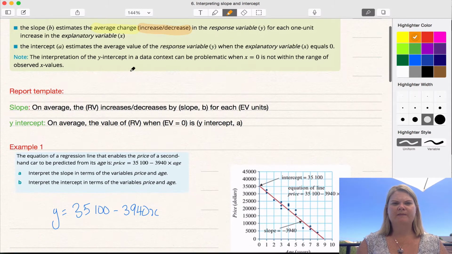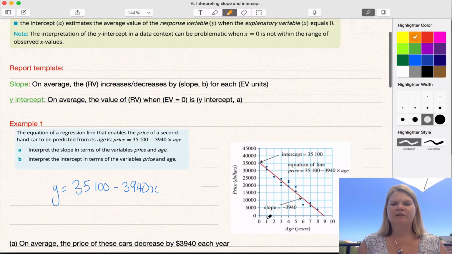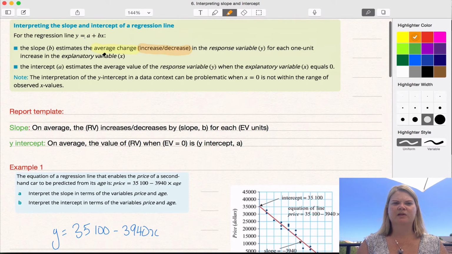All that means is, for every, so this one is decreasing, it's going down. The change is the slope, 39.40, for every 1 unit. So this is going up by ones and it's years. So for every year, the value goes down $3,940. That's what the slope means.